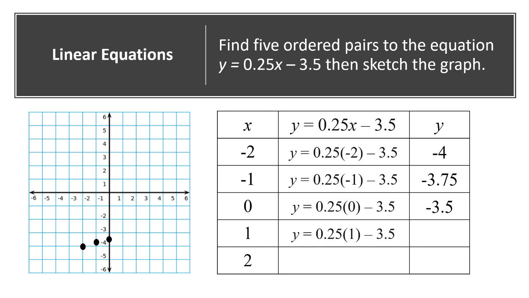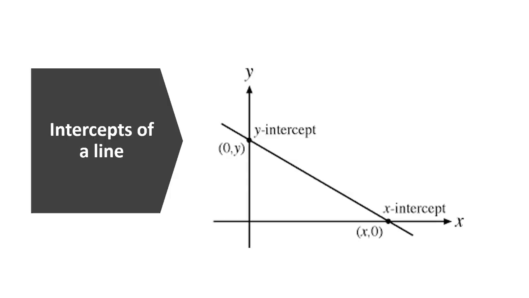When x is 1, we have an output of -3.25. Again, we estimate it. It's about right here. And lastly, when x is 2, y is going to be -3. Again, we have a straight line. We put our line in, and it's going to look something like this. It does turn out to be what we call a positive slope, but this positive slope is not as steep as the other example.